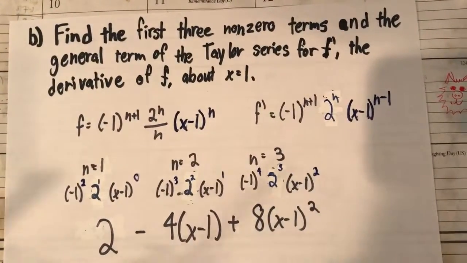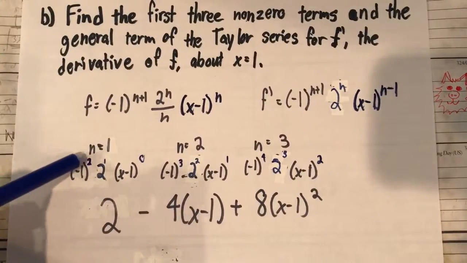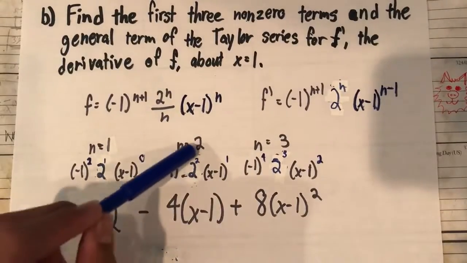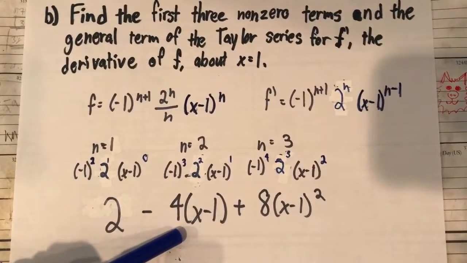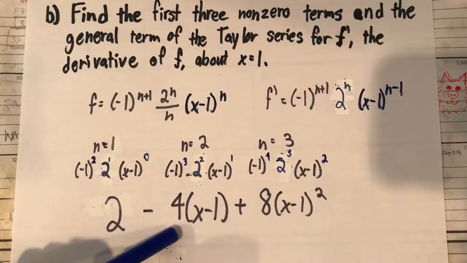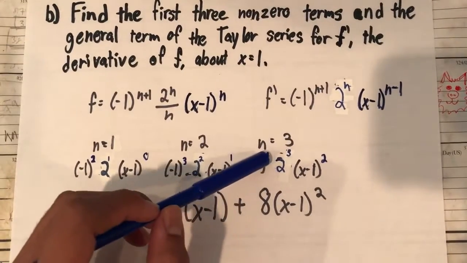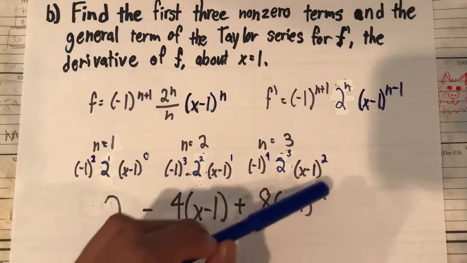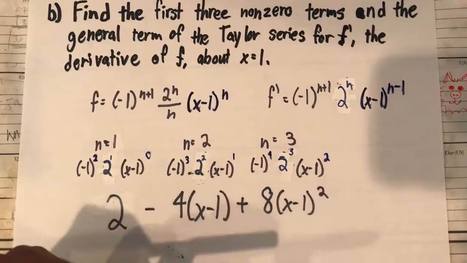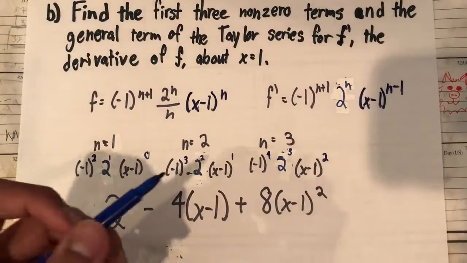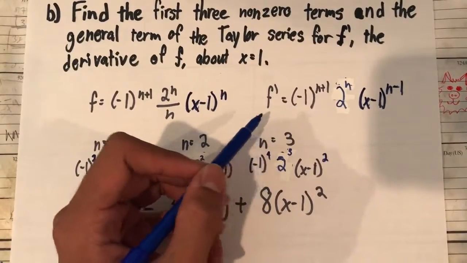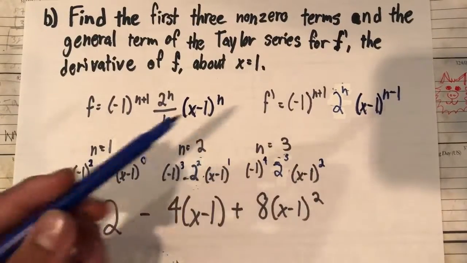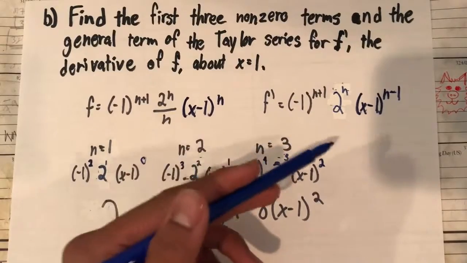What you end up having to do is set n, and you end up having 3 different parts. You have n equals 1, and when you plug that into this new function here, you end up getting 2. When you plug n equals 2 into the expression, you end up getting negative 4 times x minus 1. And finally, when you have n equals 3, you end up getting a positive 8 times x minus 1, all squared. As for the general term of the Taylor series, it's simply this derivative here, the derivative of f. Usually you want to specify that by writing it out.